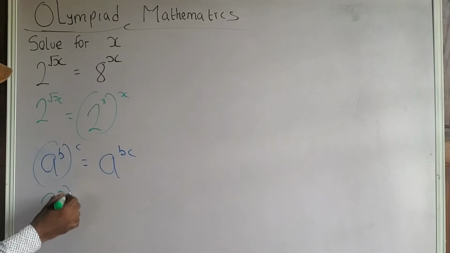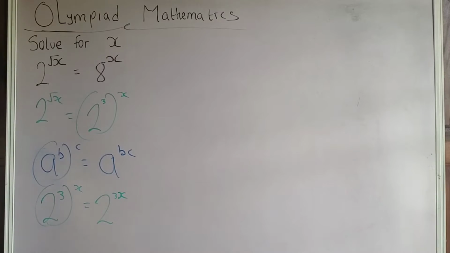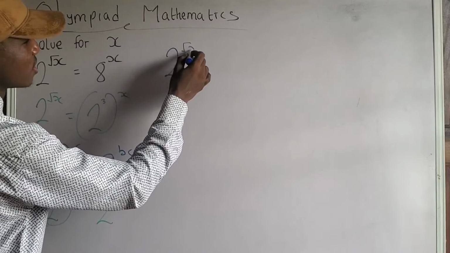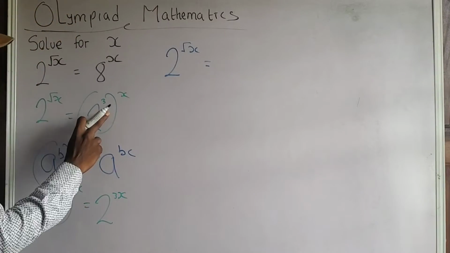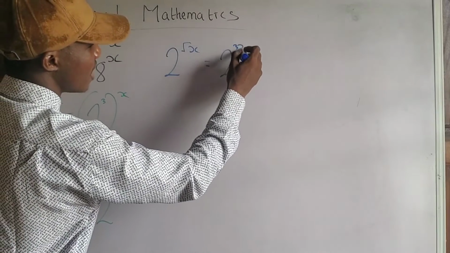Okay, so that means that I can rewrite 2 raised to the power of 3 raised to the power of x as 2 raised to the power of 3 times x. That is 2 raised to the power of 3x. Do you get it? So for this, I'm going to have 2 raised to the power of root x equals, now 2 raised to the power of 3 raised to the power of x can be written as 2 raised to the power of 3x. I'm going to have 2 raised to the power of 3x.